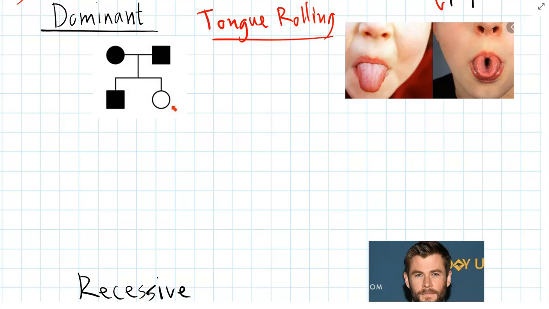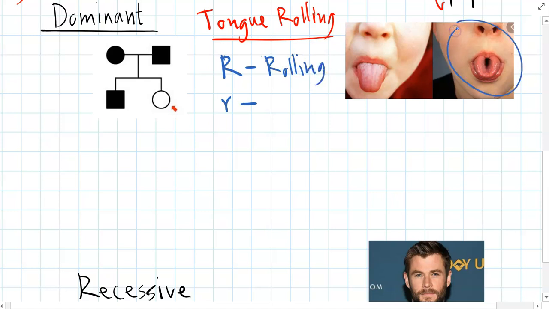So because it's dominant, let's say the alleles for tongue rolling are big R and small r. And because we know it's dominant already, we know that the big R must be the rolling allele, people who can roll their tongue, and small r is the no rolling, people who can't roll their tongue.